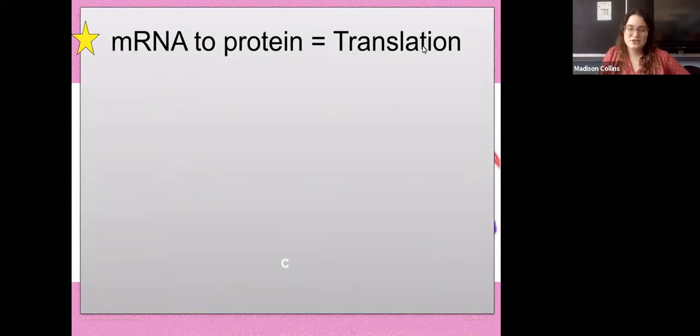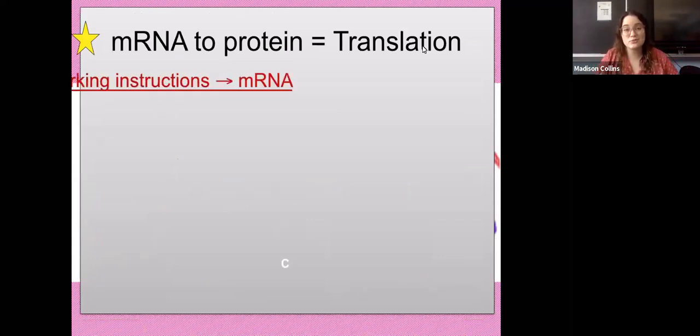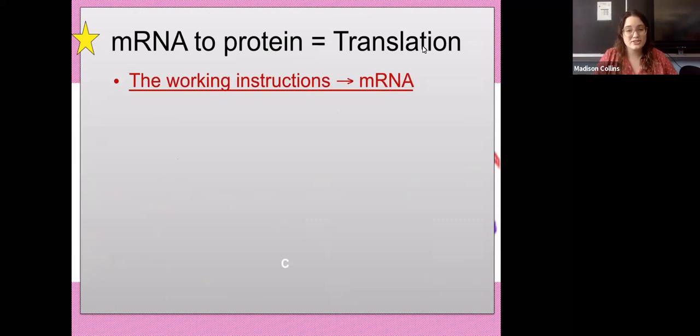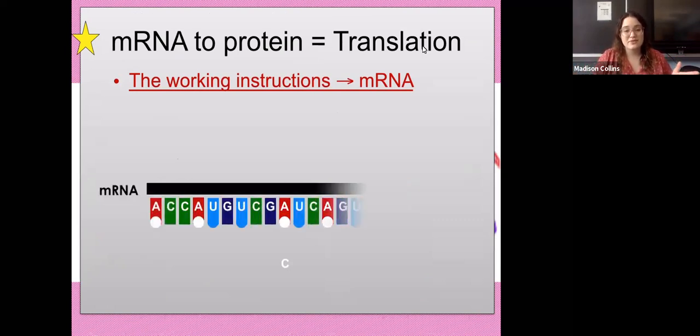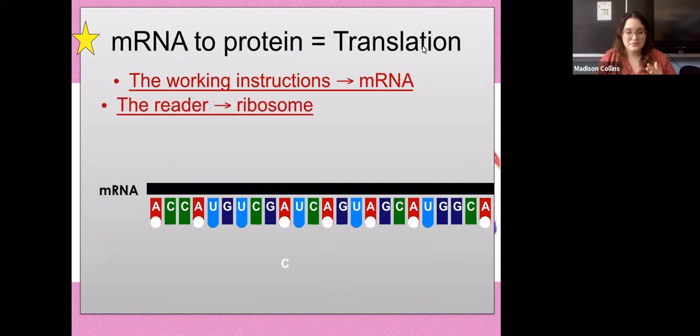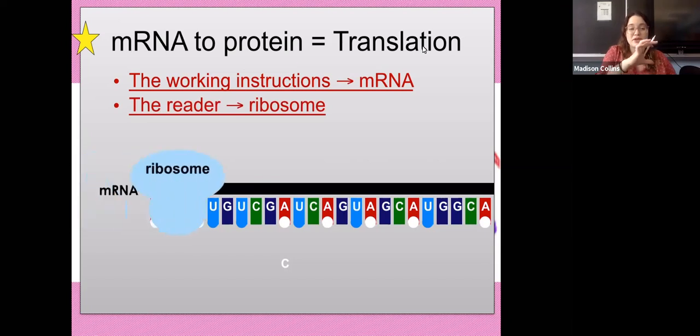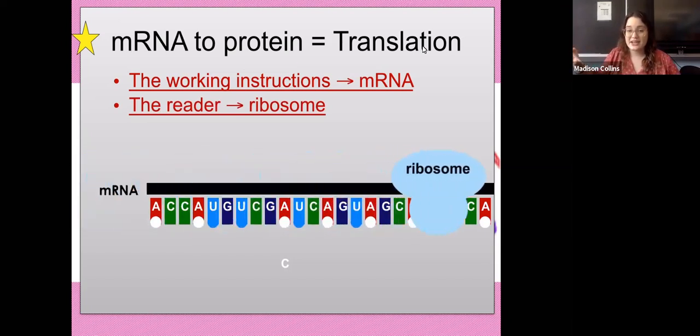All right, so this is the process of translation where we're turning that mRNA sequence into protein. So the working instructions that the cell is following is mRNA. Remember, this is the copy of DNA that is being used to create proteins. Here's that sequence of mRNA. The reader is actually the ribosome. The ribosome is going to read that mRNA strand and use that information to bring in the correct tRNA sequences.